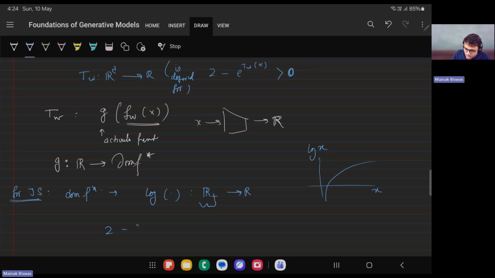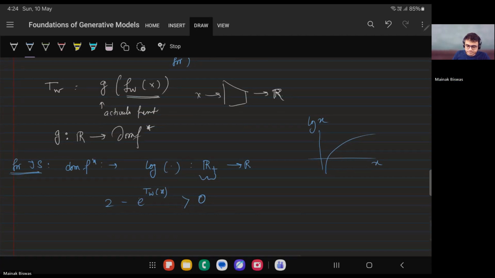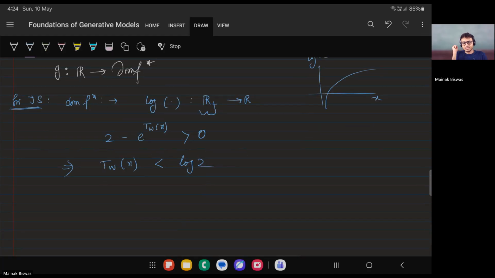So t minus 2 minus e to the power tw of x has to be greater than 0, right? In other words, tw of x, if I take log on both sides, has to be less than or equal to log 2, right? So it has to be less than log 2. So tw can be any value from minus infinity to log 2, right?